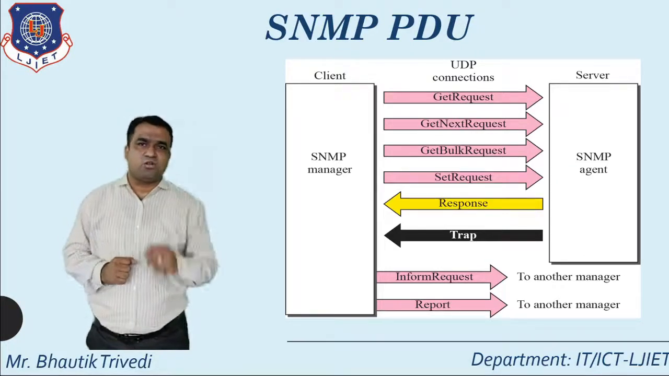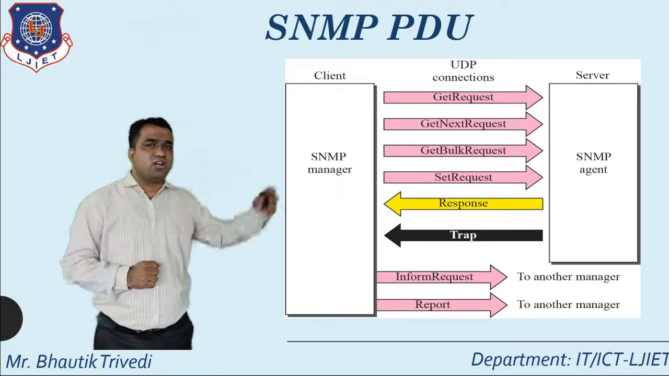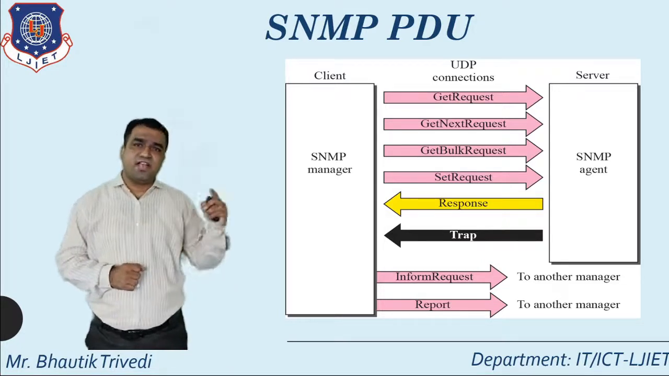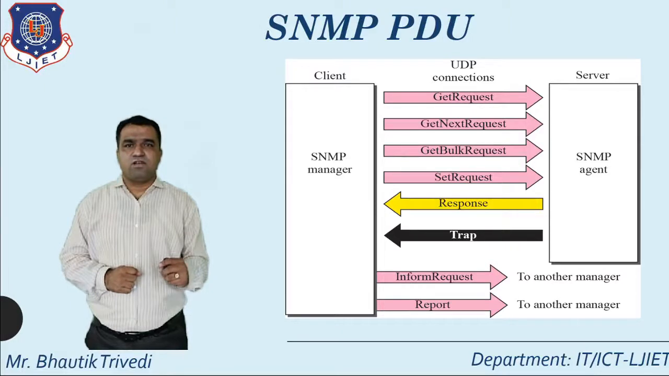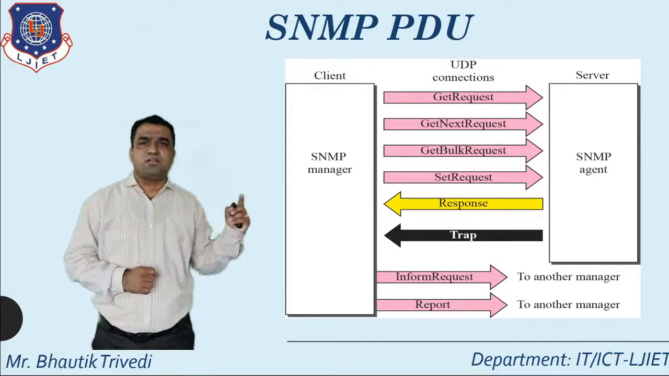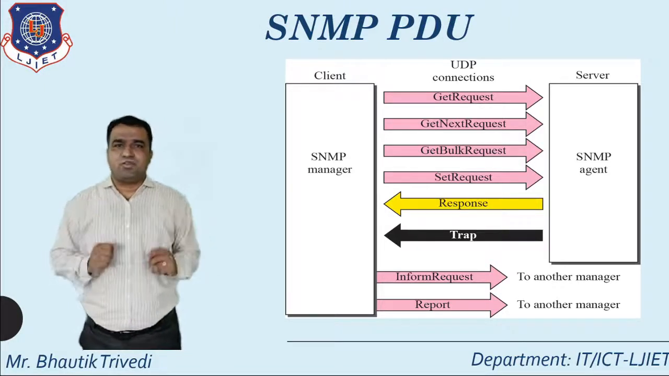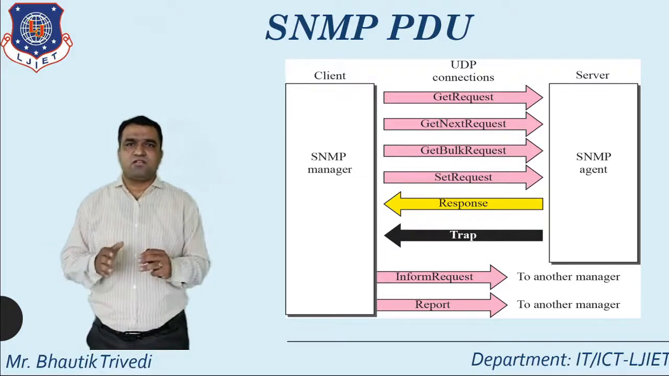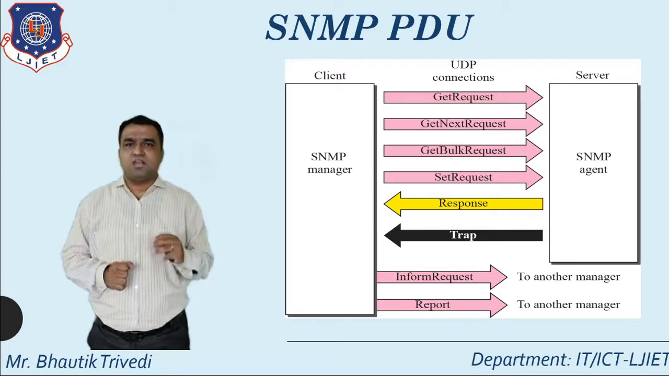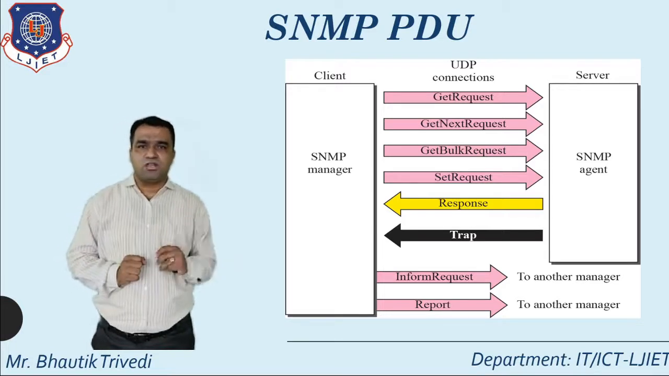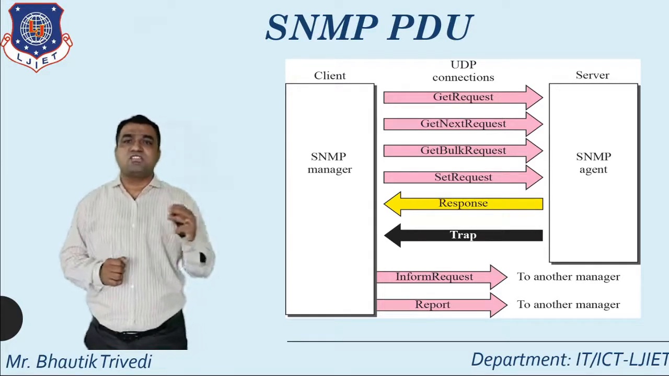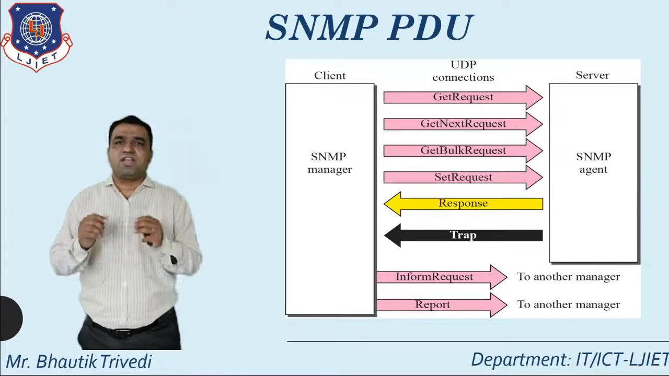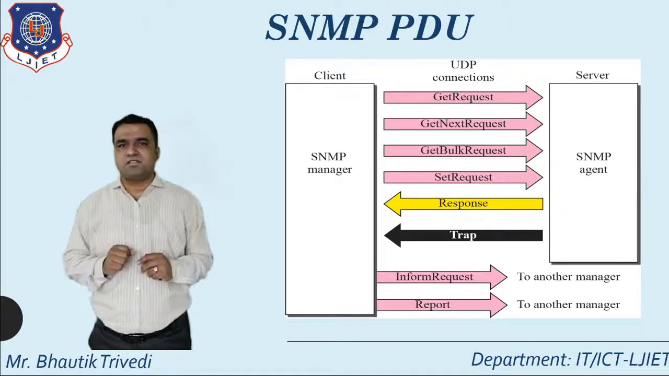The first message in this diagram is the get request message. The second is the get next request message. The third is the get bulk request. So there are mainly types of request messages here: the get request, the get next request, the get bulk request, and fourth, the set request. All of these are messages under the category of request messages.